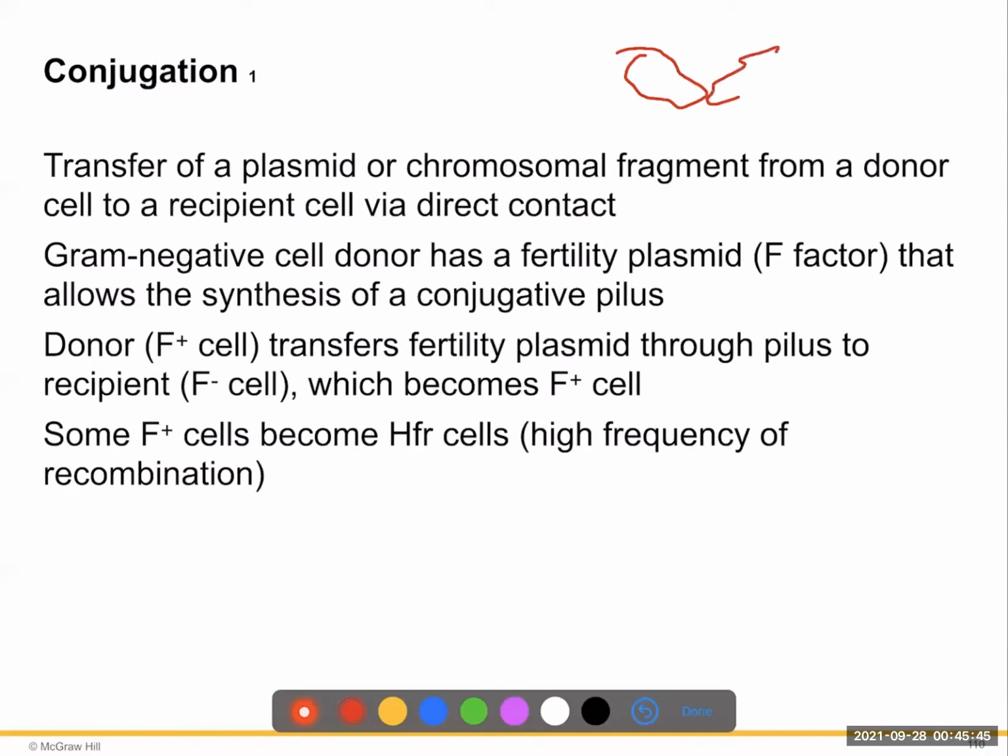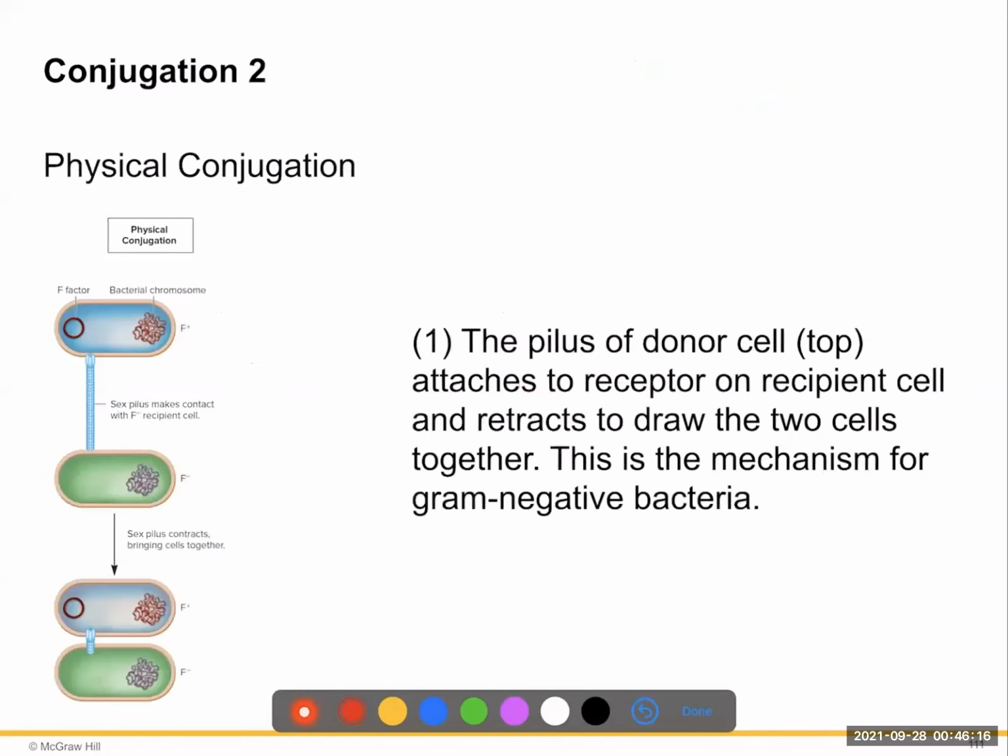So two cells come into contact and you directly transfer DNA material from one to the other. The Gram-negative donor cell has a fertility plasmid called the F factor, which allows the synthesis of a conjugation pilus. The donor, which is an F positive cell, transfers the fertility plasmid through the pilus, which is the extension, to the recipient cell, which becomes an F plus cell now because it's received new DNA. Some F plus cells become Hfr cells, high frequency of recombination. A lot of recombination is brought into the cell.